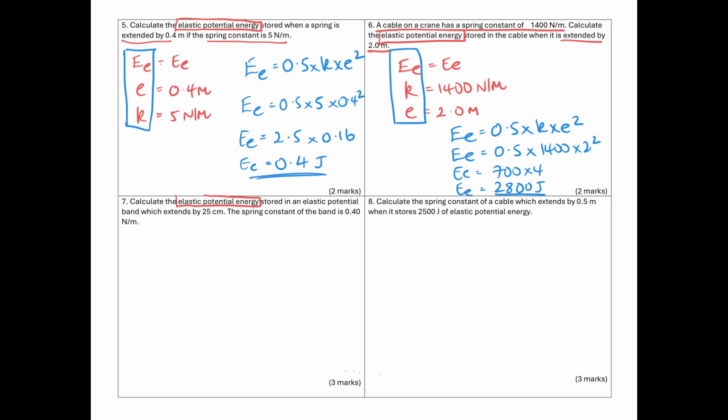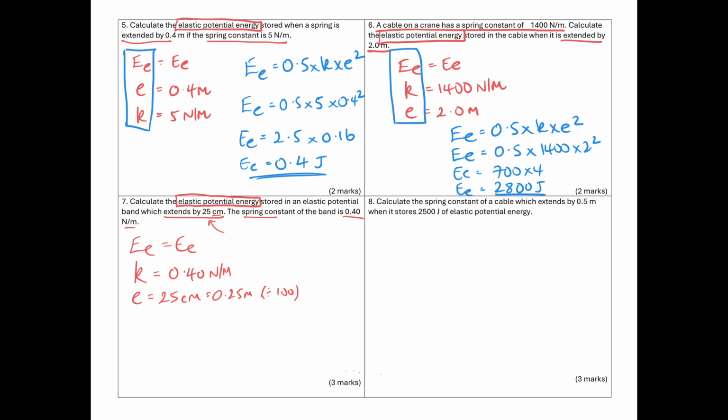For number 7, this time we have got, again, to calculate the elastic potential energy. We've got an extension of 25 centimetres. We need to keep that in mind. There's going to be a conversion involved, and the spring constant is 0.4. So we're going to simplify. k is 0.4, and the extension is 25 centimetres. To convert into metres, there's 100 centimetres in 1 metre, so we divide by 100.